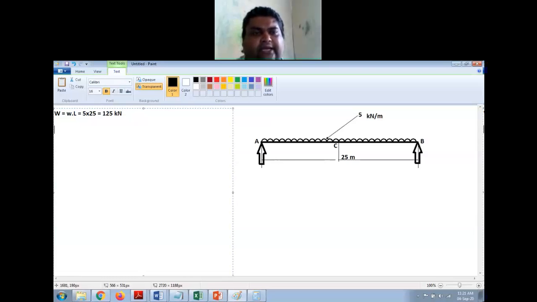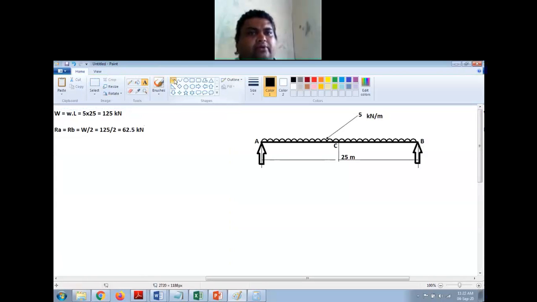So from this I can write Ra is equal to Rb is equal to capital W by 2, which is equal to 125 by 2, and that will be 62.5 kilonewton, right? So Ra and Rb is 62.5 kilonewton each, acting in upward direction.